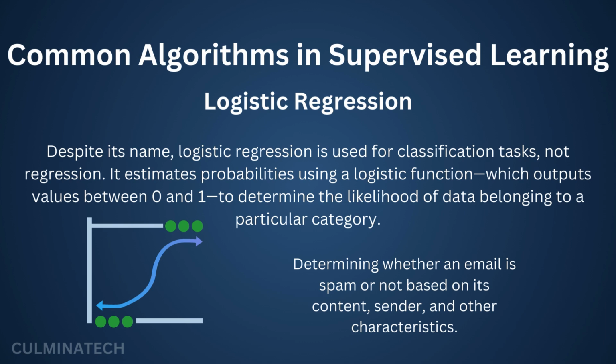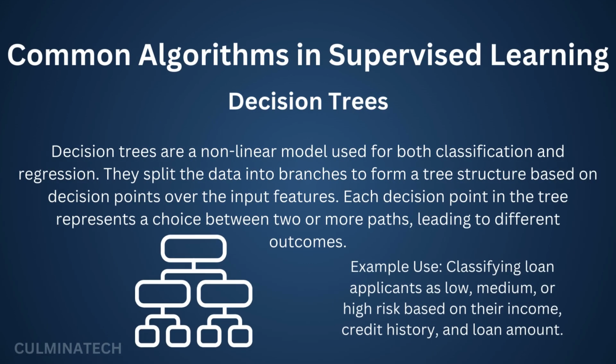You can use this to determine whether an email is spam or not spam based on its content, sender, and other characteristics. Now, let's look at decision trees.